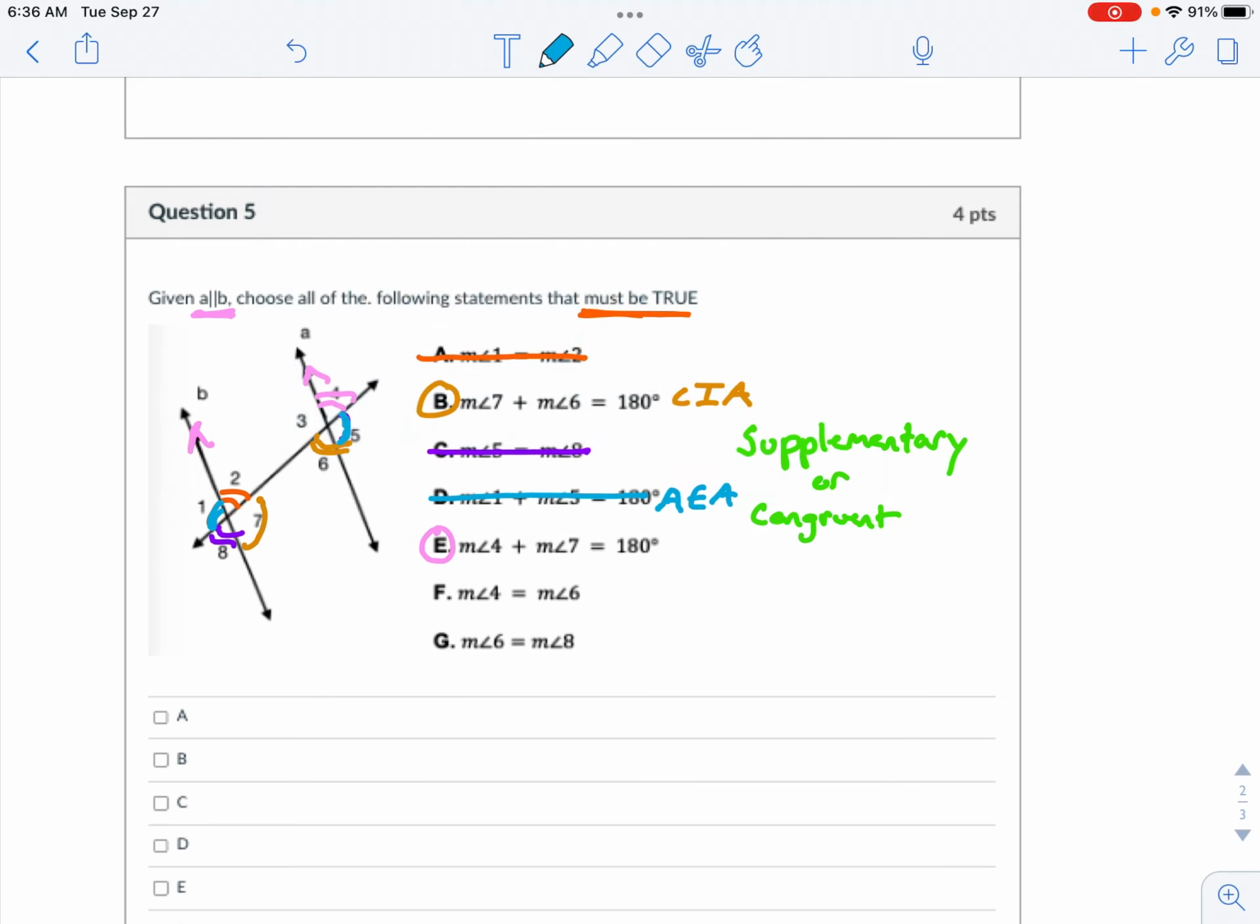All right, 4 and 6. It's hard to see, but I got 4 over here, I got 6 down here. They're vertical angles. I'm gonna write VA for vertical angles. Those would be congruent. And then 6 and 8 would be corresponding angles. All right, 6 and 8, those would be congruent as well, or equal measures.